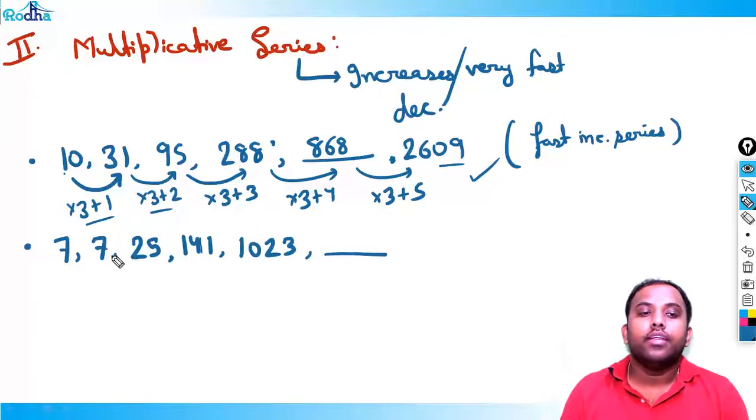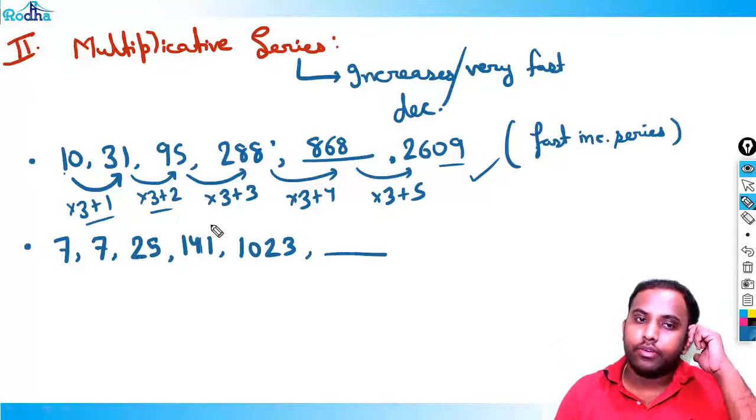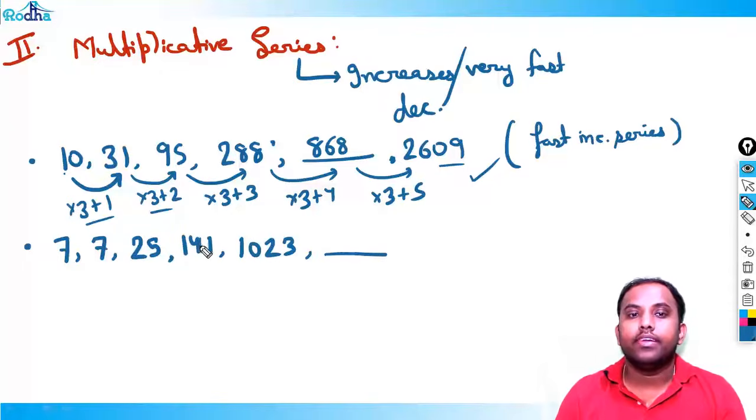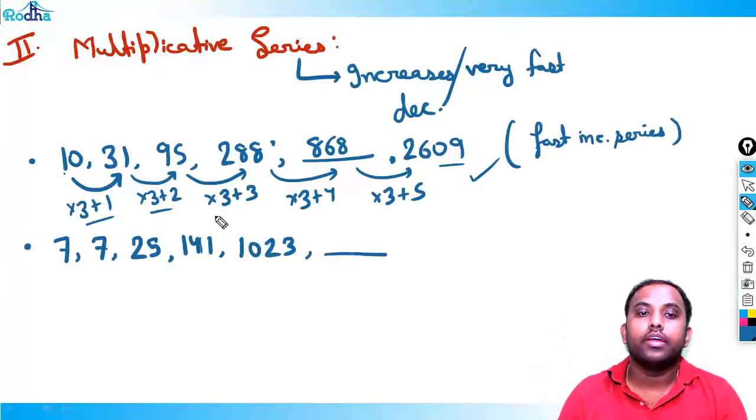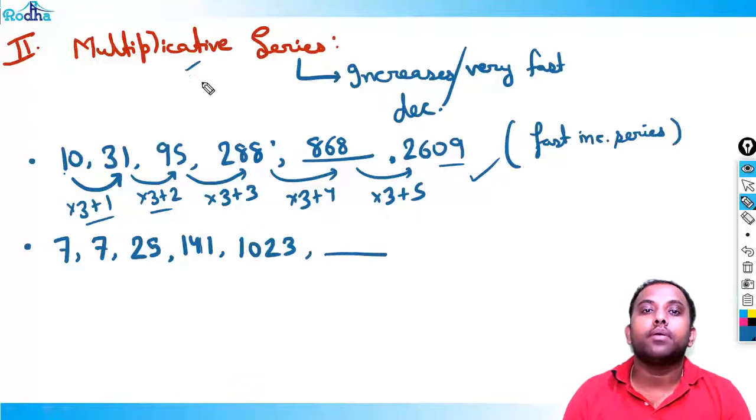So again, you can see this series is increasing very fast, right? 7, then 7, 25, 141, 1023. So next will be again a bigger number. So again, it could be a multiplicative series, something getting multiplied. So we'll see what is getting multiplied here.